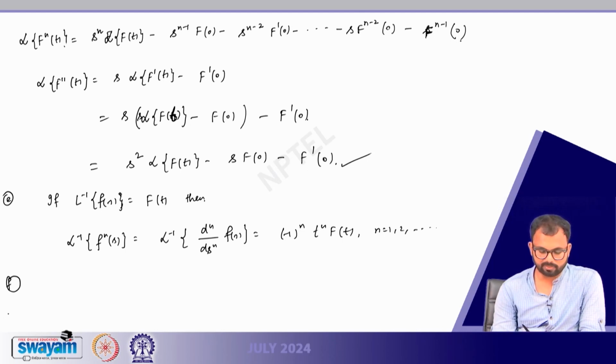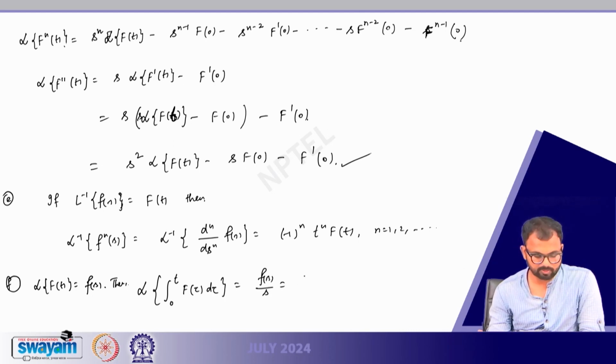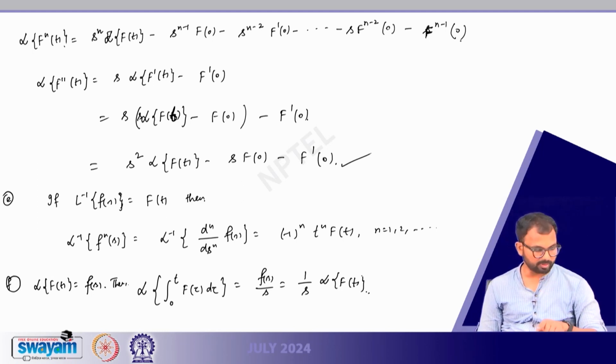Then there is a property number F. Suppose Laplace transform of f(t) is equal to F(s), right. Then the Laplace transform of the integral from 0 to t of f(tau) d tau is equal to F(s) by s, which is 1 by s times the Laplace transform of f(t). So, just like we have the Laplace transform for the derivative, we can also have Laplace transform for the integral, and it is just F(s) by s, right. So, that is the third or sixth property in a way.